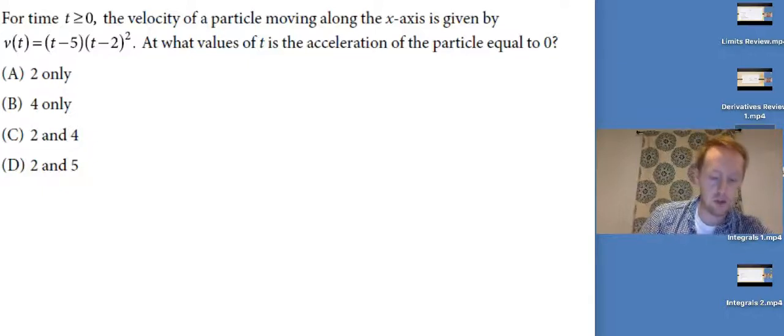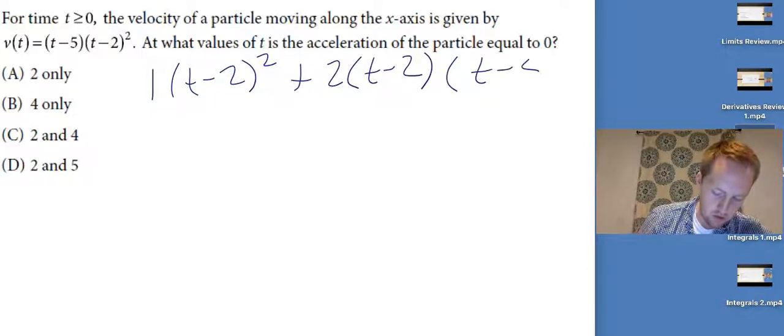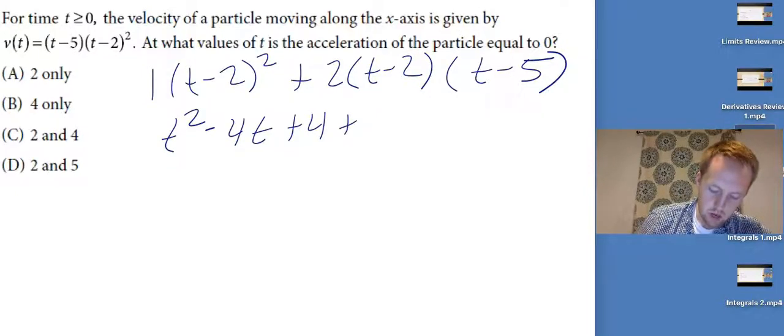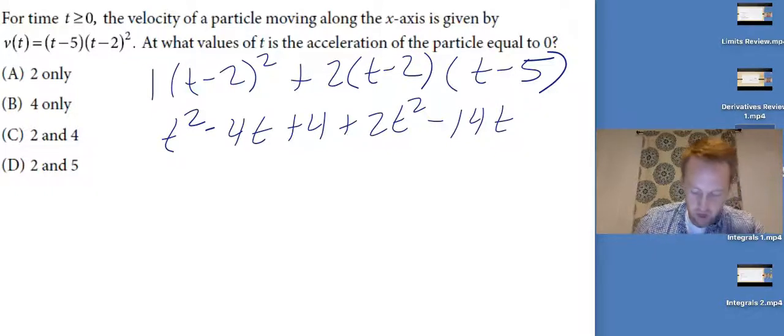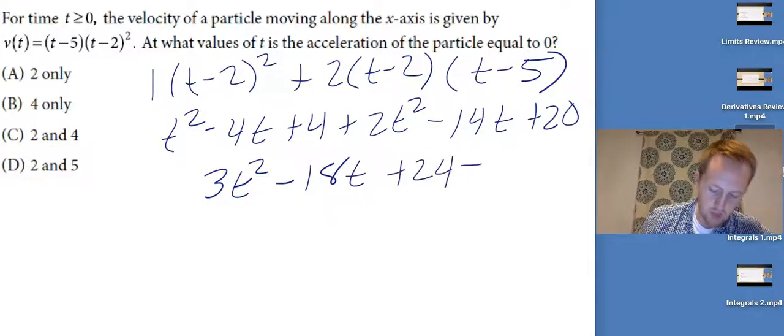So I'm going to take the derivative. I've got a function times a function, so I'm going to use product rule. Derivative of the first times the second plus the derivative of the second, which is a little bit of chain rule, times the first. Now I'm going to distribute all this. I get t squared minus 4t plus 4 plus 2t squared minus 14t plus 20. That becomes 3t squared minus 18t plus 24, and that's what I need to equal 0.